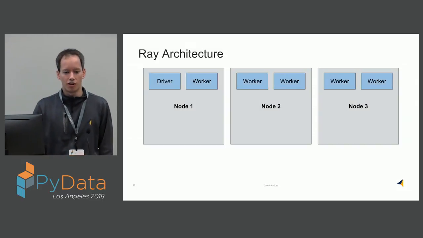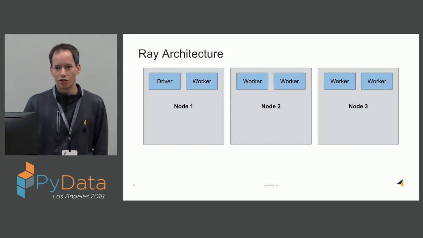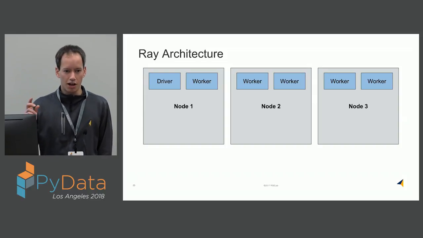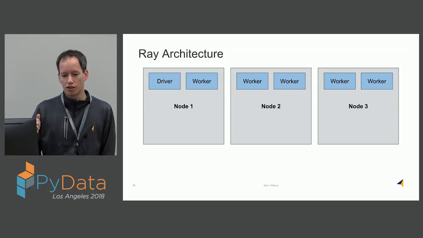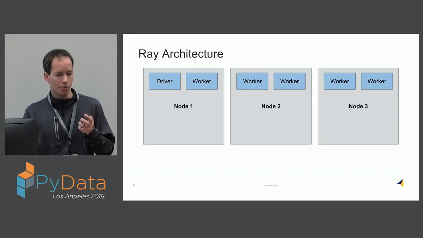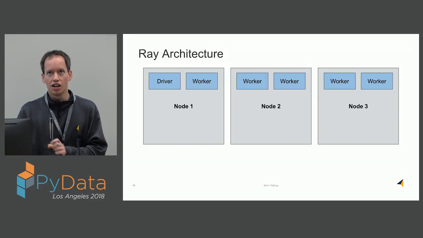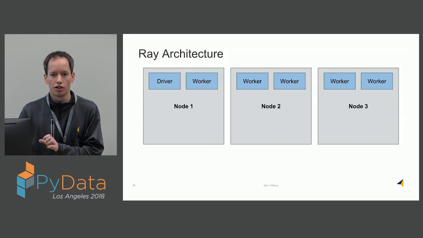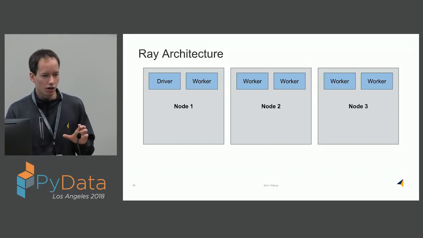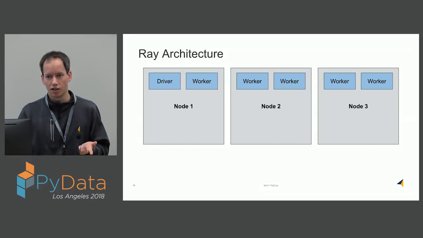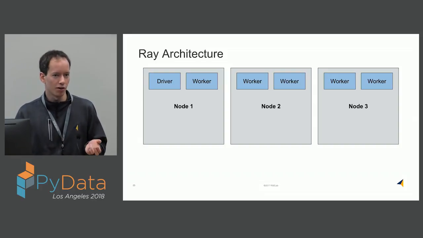Here's an example of a small cluster with three nodes. There's a number of processes running on these nodes. One is called the driver. It could be an IPython notebook, for example, or it could be some script that you're running. But this is the process that launches the computation, and you can submit tasks through it. And then there's a number of worker processes. These are the ones that are executing the computation. Note that the Ray computation model allows you to do things recursively. So the workers can also launch new tasks. This makes it distinct from other paradigms, like, for example, Apache Spark.